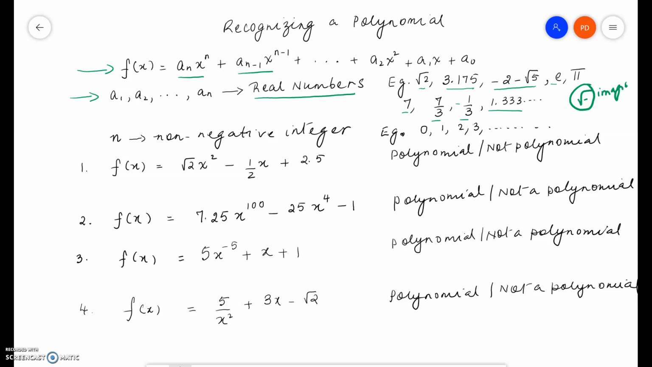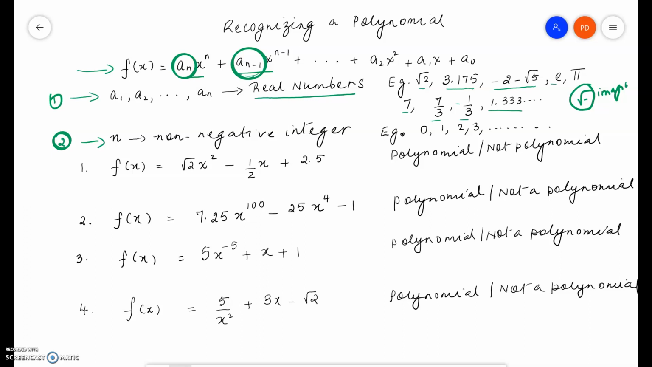Okay, so as long as the coefficients, when I say coefficients, it's these numbers that are multiplied to the x terms. The coefficient of the x terms have to be real. Now the second condition, so that's our first condition. The second condition is that the exponents on the x terms are non-negative integers.